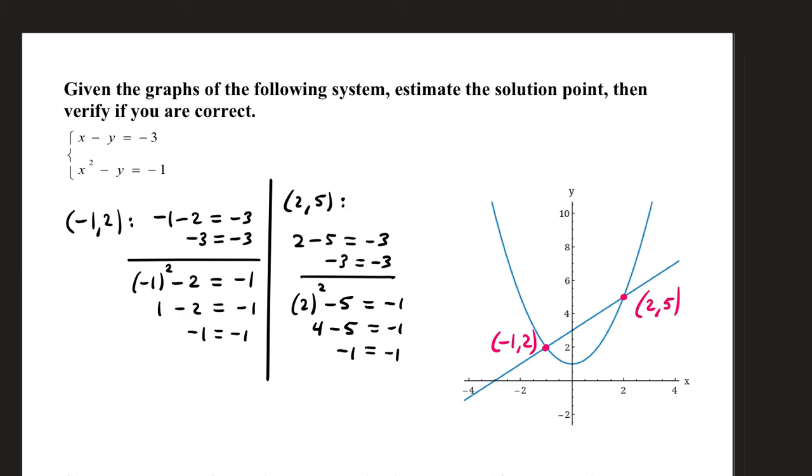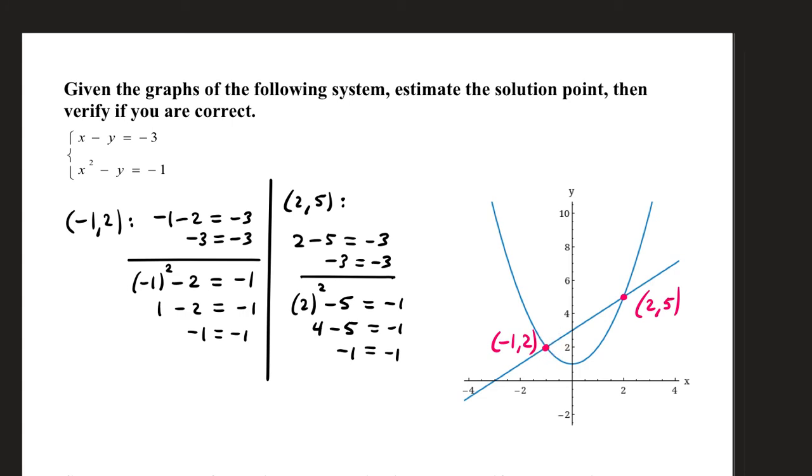Substituting, and you've got to check 1 point at a time, starting with negative 1, 2. Substitute negative 1 in for x, 2 in for y in both of these equations. Negative 1 minus 2 is negative 3. That checks quickly. Negative 1 squared minus 2, that's 1 minus 2, that's negative 1. So both equations are satisfied by this point.